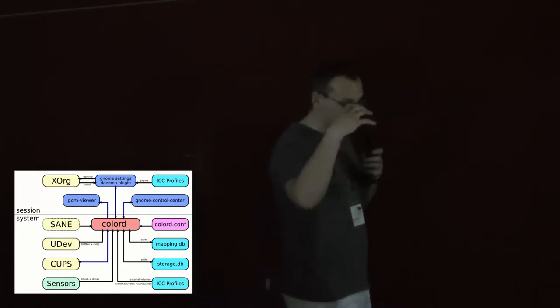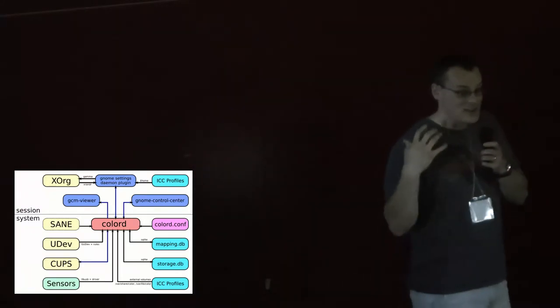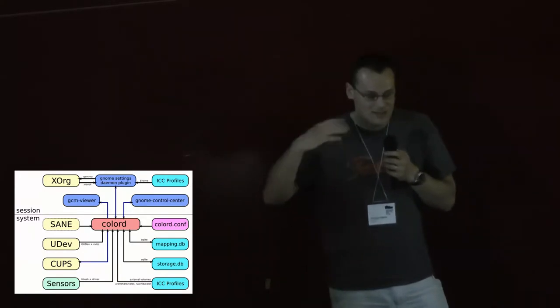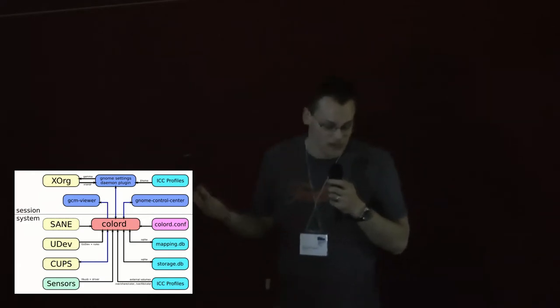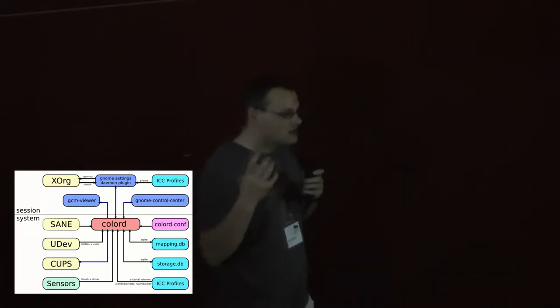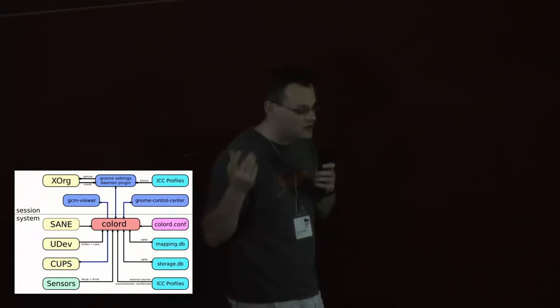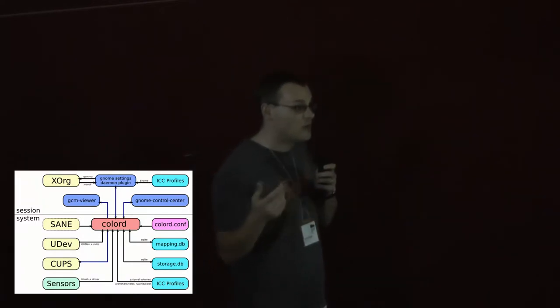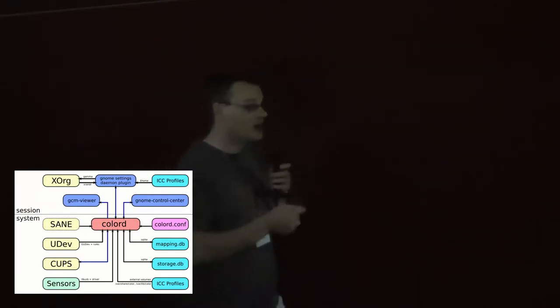But because Colour D is in the system context, it can't access anything in the user's home directory, like a layering type, SELinux type, file permission type problem. And so it requires a session helper. Now for GNOME we use a GNOME Settings Daemon plugin, which all that really does is it goes through the user's home directory, looks for anything that looks like an ICC profile, and registers it through Colour D.